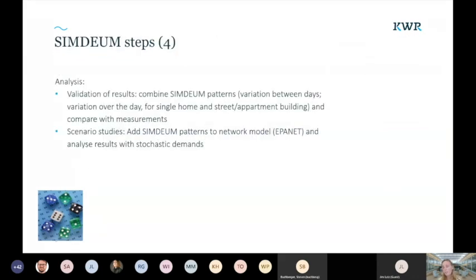So if you run this simulation again, of course, you get a slightly different pattern again. So if you do an analysis, you'll have to take that variability into account. You have to use that stochastic set of data. You also have to compare your results, if you want to do a validation, to measurements, which is also a data set of several days. So you can do a comparison on statistics. And you can do scenario studies. And again, you need to look at the variability in your results. So again, use the stochastic demands and do a lot of simulations there.